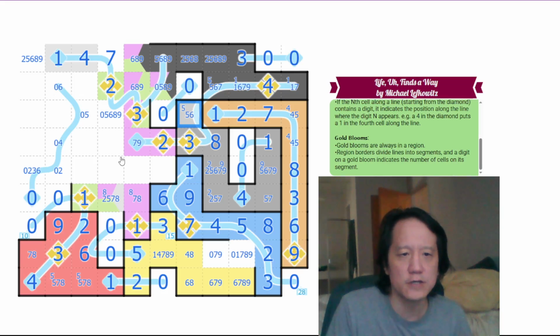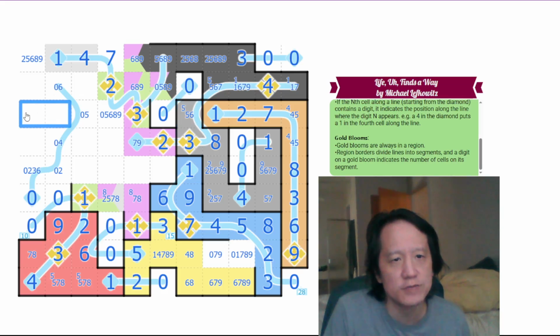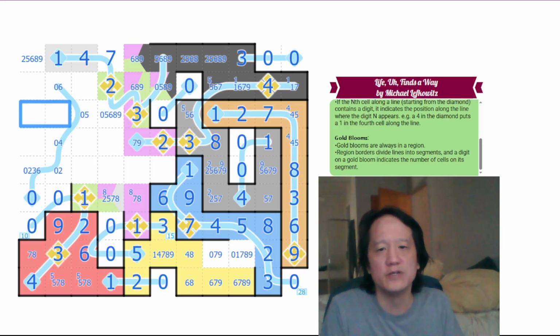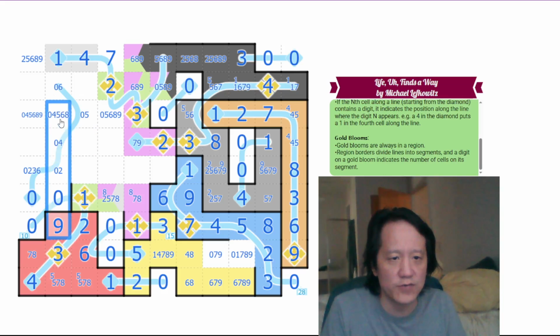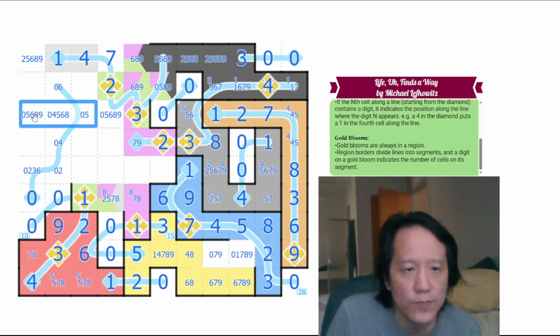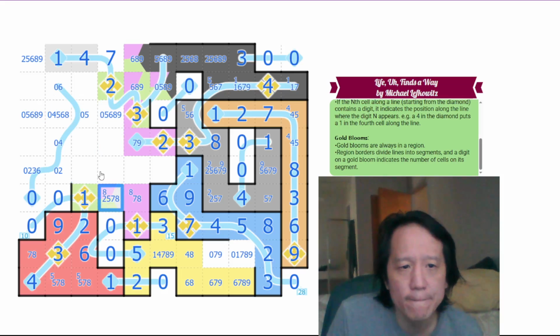Remaining digits. Okay, so let's look at remaining digits in row 3. Could be 0, 1, no 1, 2, 3, 4, 5, 6, 8, or 9. This cannot be 9 because of the 9 in the column. This can't be 4 because of 4 in the column. Okay, that doesn't tell us too much.